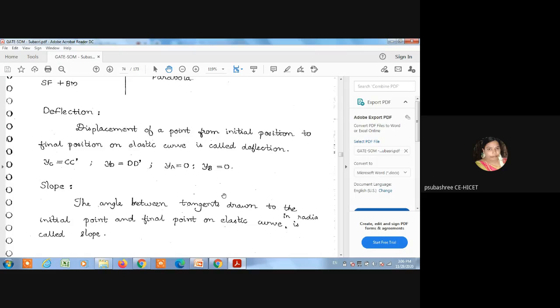The deflection is also called displacement. The displacement of a point from the initial position to the final position on an elastic curve is called deflection. Slope means the angle between the tangents drawn at the initial point and final point on an elastic curve, in radians. Simply, the change in rotation of a point.